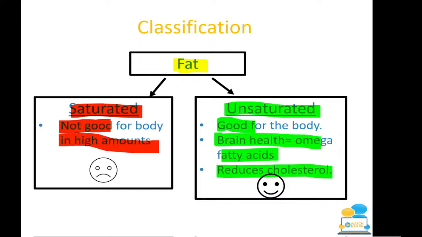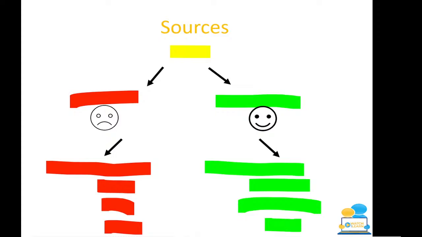and you might have heard of your omega fatty acids, so omega-3 or omega-6 or omega-9, and these are to promote good brain health. And your unsaturated fats are also really good at reducing cholesterol, so that means that your arteries are not being blocked basically with plaque, and so you won't have strokes and heart attacks.